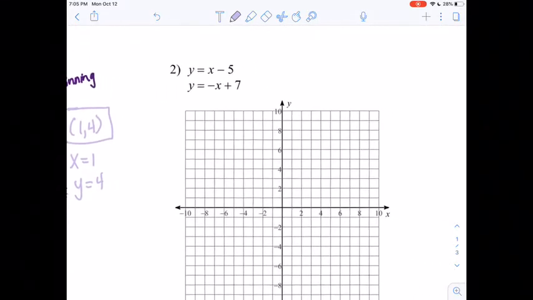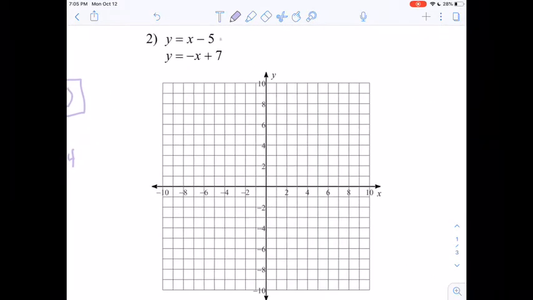Okay, I'm going to do the same thing in number 2. So I'm going to graph this one in light purple. So my beginning is -5, which is right here, and my slope is 1 over 1. So what you have to be careful about is when you're doing these problems, you got to make sure you're extending your line as far as you can because you don't know where the lines are going to intersect. Okay, so I got to make my line as long as possible.